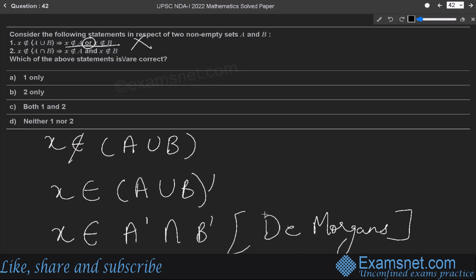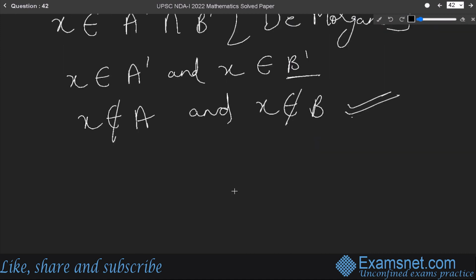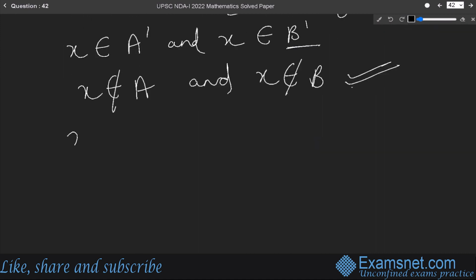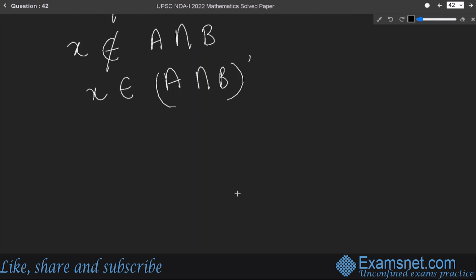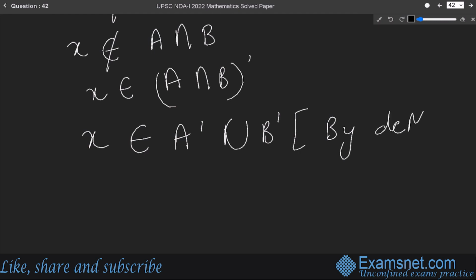Now let us look at option number 2. Option number 2 is x does not belong to A intersection B. We have to use the same steps for the second part also. It is given that x does not belong to A intersection B. It means that x belongs to (A intersection B) complement. Again by De Morgan's law, I can write that x belongs to A complement union B complement.